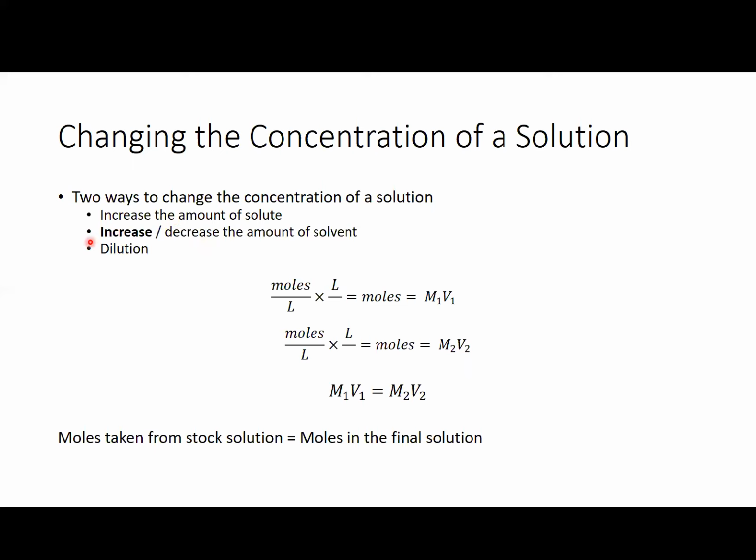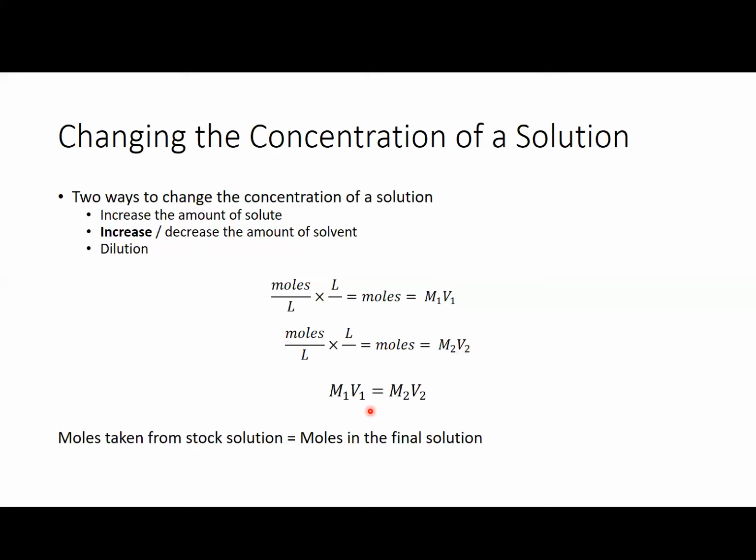And the process of us increasing solvent to decrease concentration is called dilution. And so the process behind dilution is this. If I know a molarity and a volume, let's call it M1 and V1, I multiply those two things together, liters cancel, I'm left with units of moles. If I have another molarity and volume and I multiply them together, I'm also going to get moles. Now, if it just so happens that this number of moles and this number of moles are equal, then I can write this little equation, M1V1 equals M2V2.